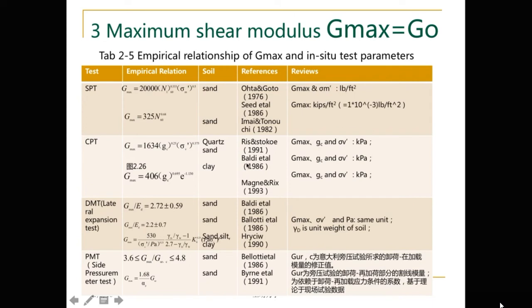And Baldi and his team and Mayne and Rix, they proposed empirical relationship of clay: Gmax equal to 406 times qc powered 0.695 times the e powered negative 1.13.